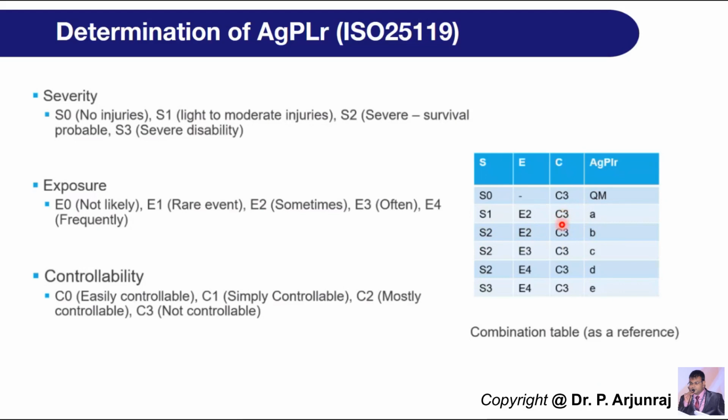You can see here the C3 is on the higher side, even though it is not controllable, it can still fall under QM or A or B or C and D. But what is important is the exposure level and also the severity. That is very important. Even if the exposure level is rare, sometimes it can be frequent. Say, for example, in this category you have the frequency as E4, and the severity is also on the higher side. So it depends on a case-to-case basis.